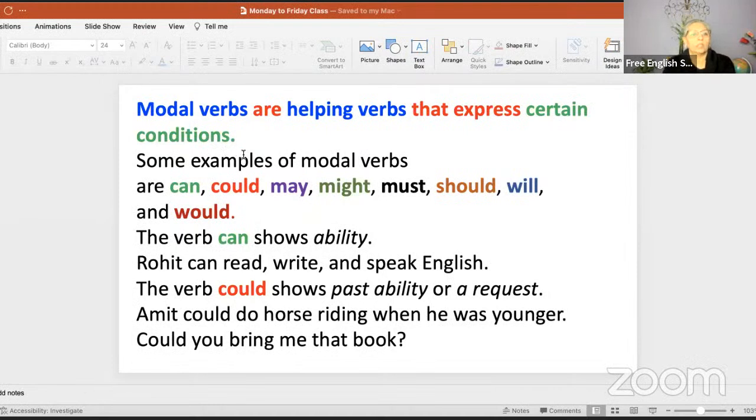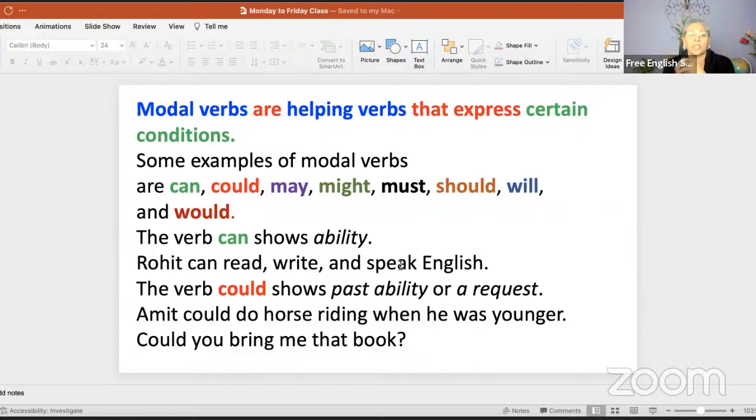Now, as you know, we already learned the modal verbs, and modal verbs are helping verbs that express certain conditions, right? Some examples of modal verbs are can, could, may, might, must, should, will, and would. Okay, so will, which you know is mostly used for the future, also comes under modal verbs. The verb can shows ability, right?